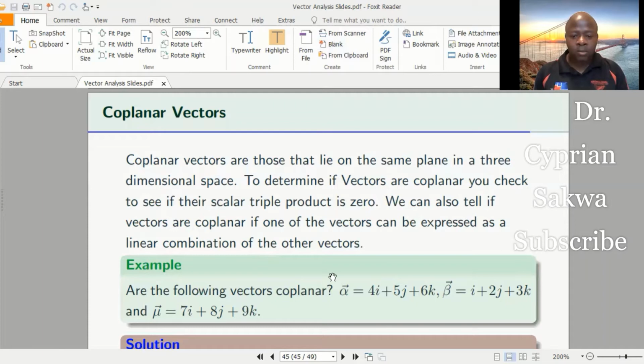So let's go straight to the first example, and it says, are the following vectors coplanar? The vectors are alpha, beta, and mu. So the question is, are they coplanar? I'll use the first method, and what the first method says is, I get the scalar triple product. And if you do not know how to get the scalar triple product, you can check our previous videos, where we showed how to get the scalar triple product.